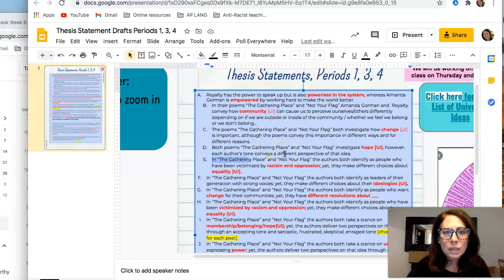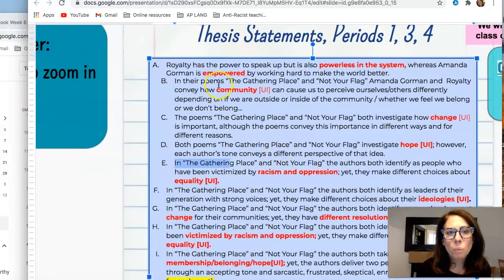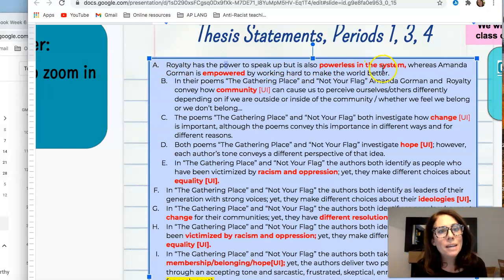So for instance, if we take thesis statement 1, or A, royalty has the power to speak up, but is also powerless in the system, whereas Amanda Gorman is empowered, strengthened by working hard to make the world better.